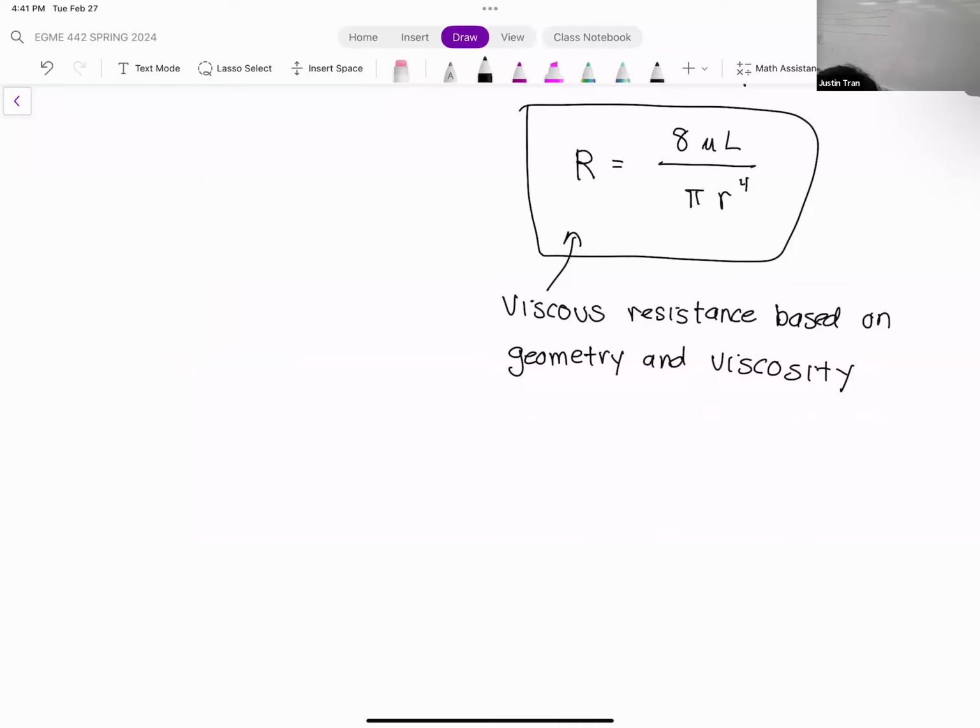Okay. The second type of element that we're going to go over are capacitors. All right, so to introduce capacitors and what they represent for fluids, let's talk about what capacitors actually do for circuits first. Okay. And so in circuits, capacitors are responsible for storing charge.